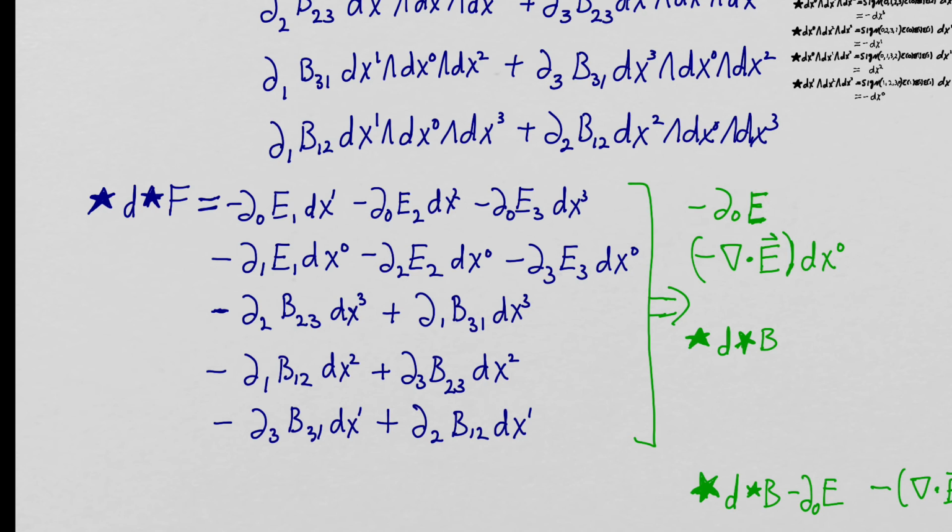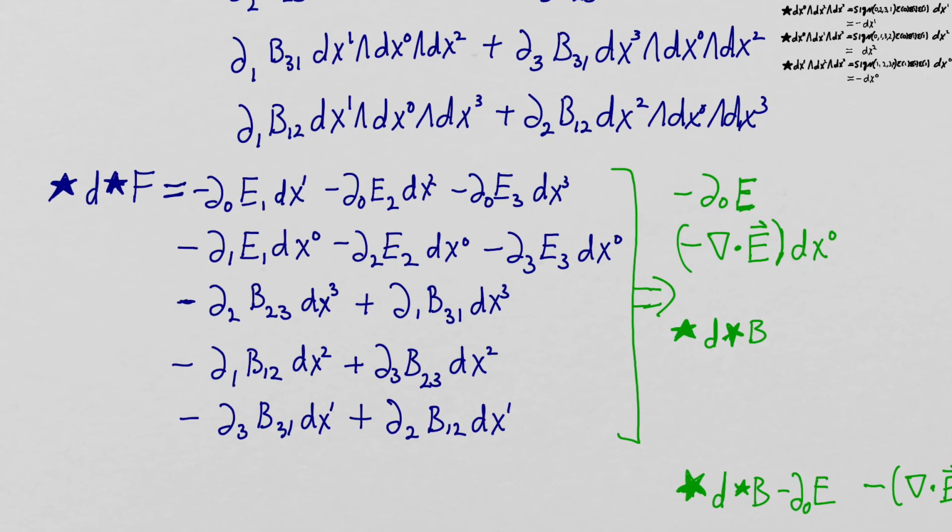And then this one is the divergence of E, the opposite of the divergence of E, partial 1 E1, partial 2 E2, partial 3 E3, but it's got a dx0 out there, so there's this dx0 hanging out. This is a number, remember, this is a real number, and this makes it a 1 form, but it's a 1 form entirely attached to dx0. And that's important.